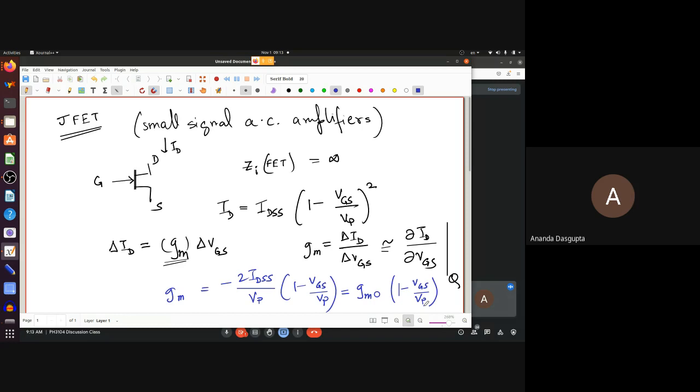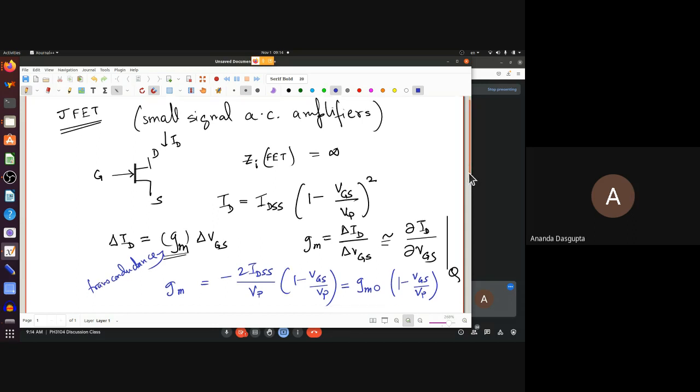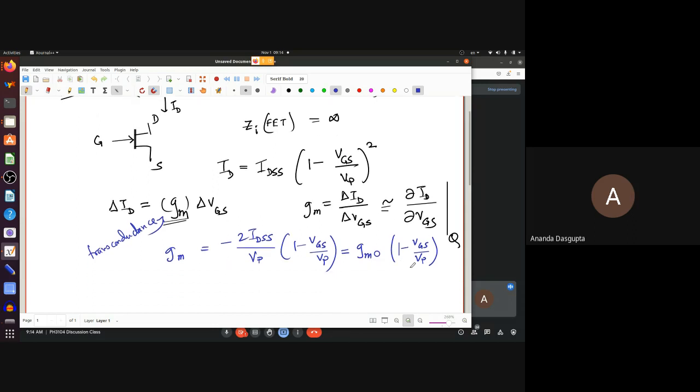the mutual admittance, also called the transconductance. This is the formal name for this. Admittance and conductance basically mean the same thing, and trans simply because it's a transferred conductance. It's from one place to another: voltage here causing a current there. So this is the formula that you get.